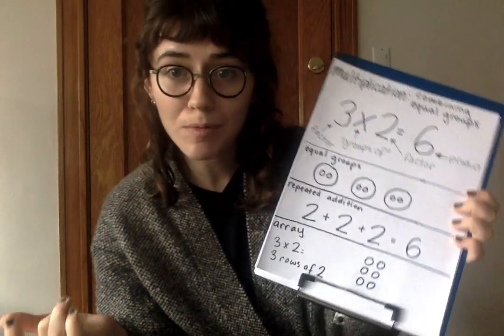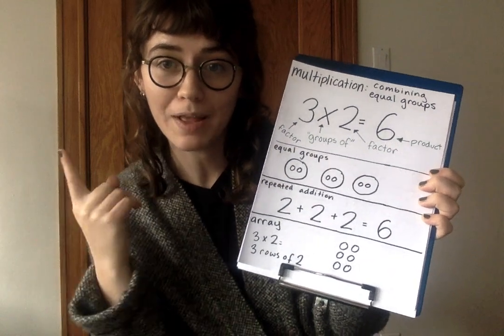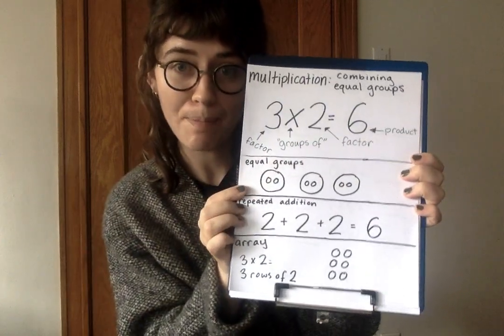All right, so today when we're multiplying, we're just going to be practicing multiplying by 0 and multiplying by 1. Let me show you for a couple of problems, and then you're gonna get to practice on your own.